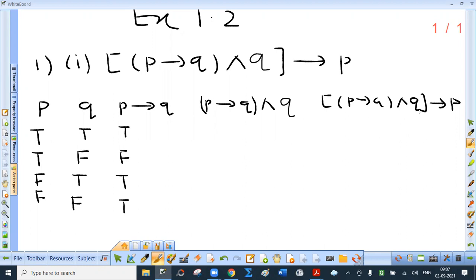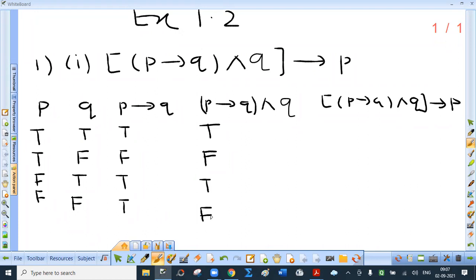Now you should remember the table for and. This is conjunction. It is true when both are true. So can you tell me the entries? Entries will be, just check this, true, false, true, false. Yes. Okay. And finally, implies P.